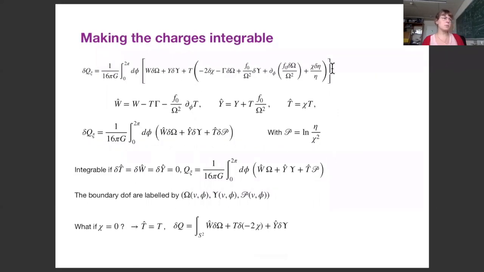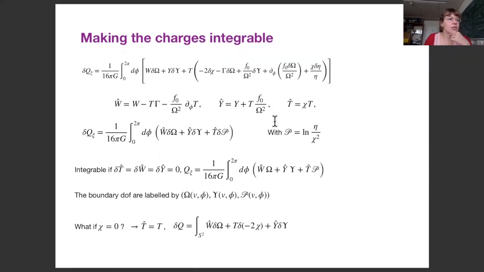So that was the charge I just showed you. And if I define W hat, Y hat, and T hat in such a way, you can convince yourself that the charge will be written like that. And so now if you say that those hatted symmetry generators are invariant over the phase space, it's quite straightforward that you can integrate the charge.